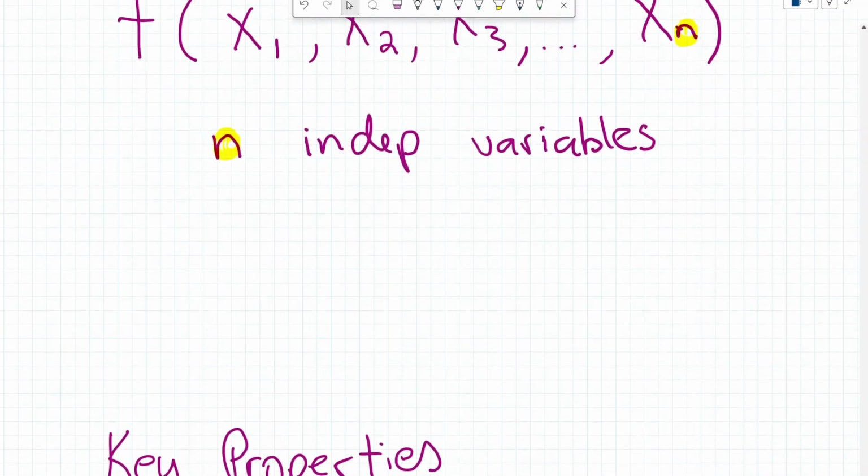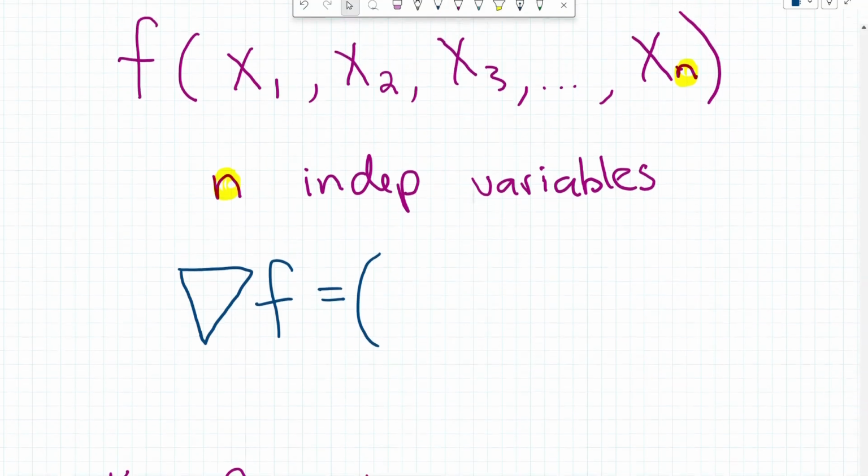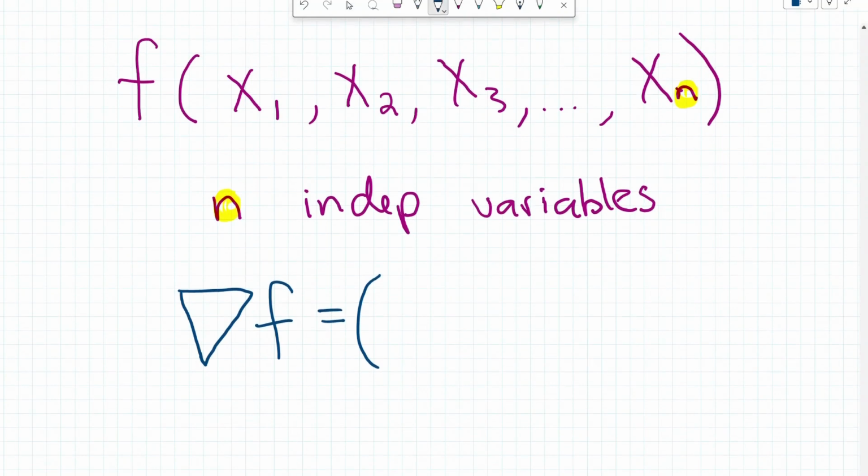So let's now look at the mathematical definition for gradient. The notation is as follows. We have this upside down triangle, and this represents gradient. The gradient of f is actually the collection of all the partial derivatives, and it's collected in this vector known as the gradient. So say we have our function up here, with n independent variables. Then our gradient is as follows.